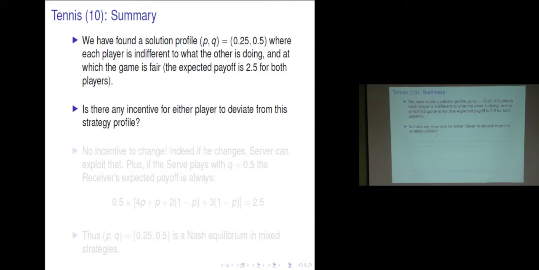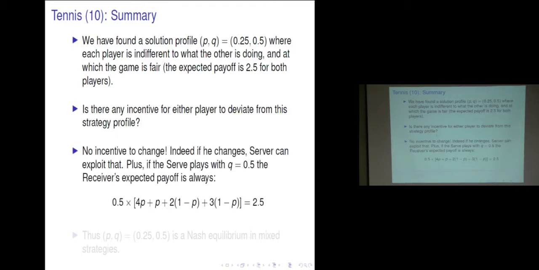Now, I want to say this is the equilibrium, so nobody wants to move away. Actually, we have seen it, right? Is there any incentive for either player to deviate from this strategy profile? Well, no. If you move away, then the other guy could take advantage. So nobody wants to move away.